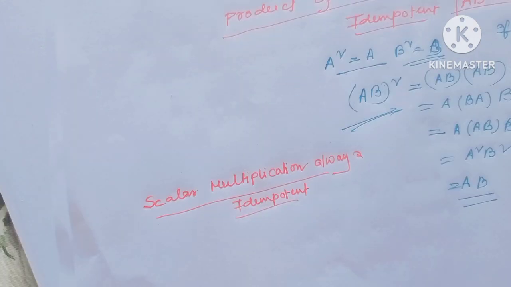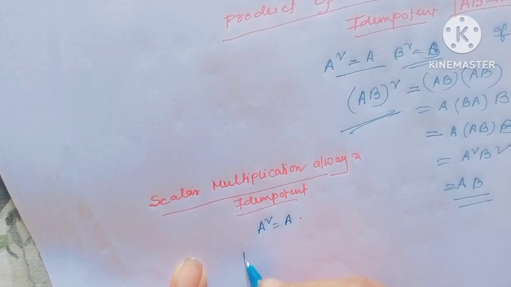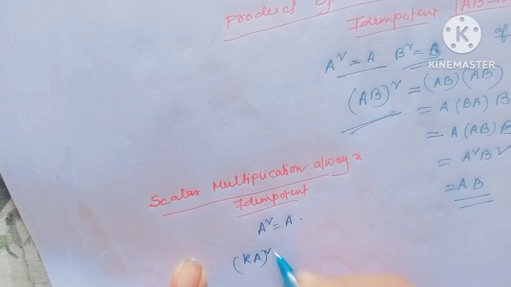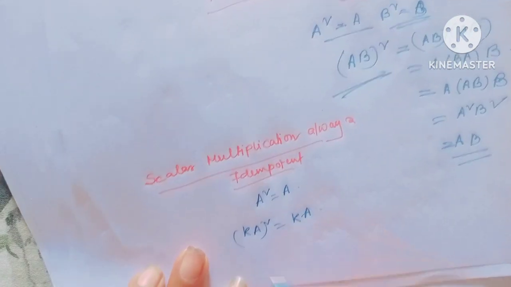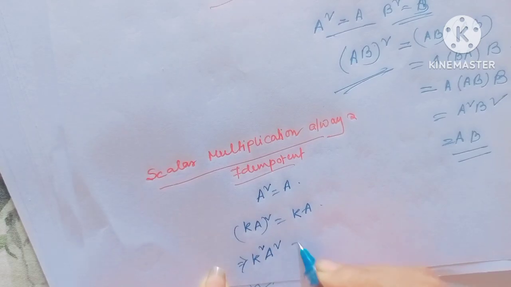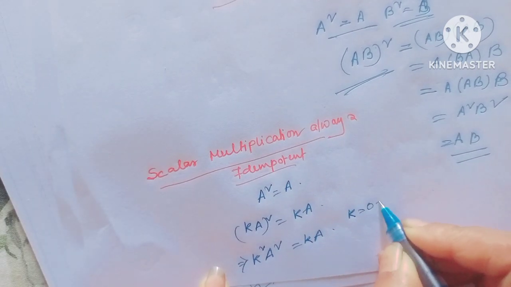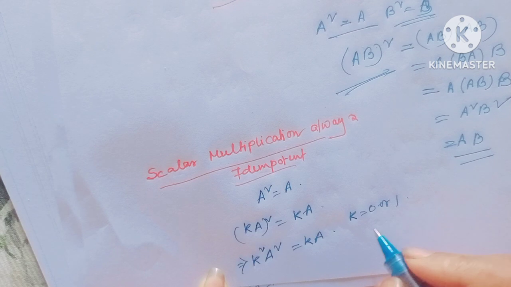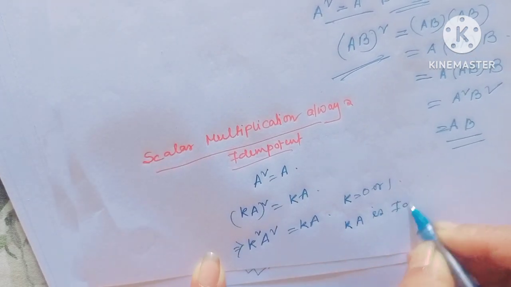Scalar multiplication: A square equals A, then (kA) whole square would be k square A square, which equals k square A. When the value of k equals 0 or 1, then kA is an idempotent matrix.